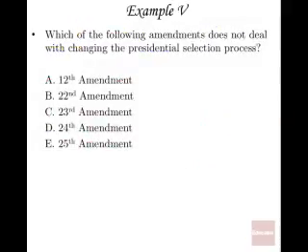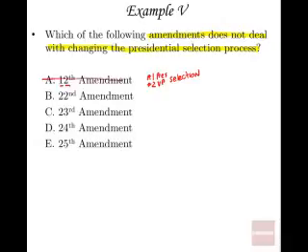And the final question is the following here. Which of the following amendments does not deal with changing the presidential selection process? This one really has to do with the presidency and the amendments, so having a solid understanding of how they work together is going to be helpful in answering the question. Well, the 12th Amendment. What is the 12th Amendment to the Constitution? That deals with number 1 and number 2: president and VP selection. So that absolutely has to do with the presidential selection process.